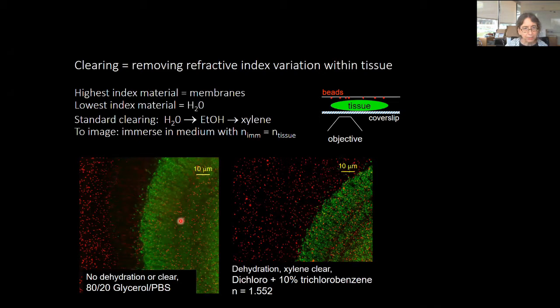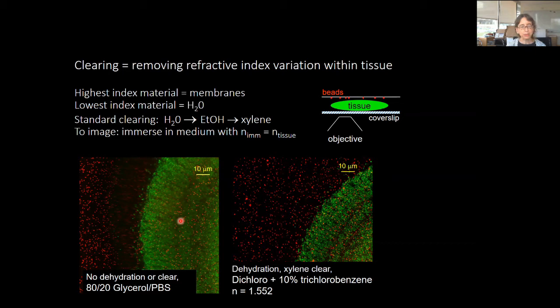So what clearing is, it's removing the refractive index variation within your sample, within tissue in this case. And so the highest index stuff in tissue is usually membranes, unless you're dealing with stuff with bone in it. But for the most part, it's going to be membranes because they're fatty and they have a high index, around 1.55 to 1.56. And the lowest index material is going to be water.